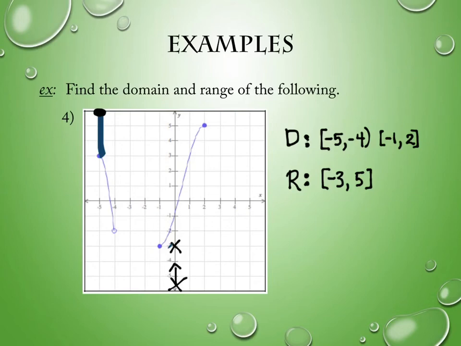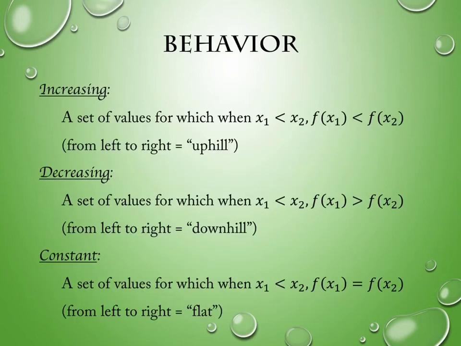All right. Shifting gears from domain and range. A slide with a bit of writing on it. We're going to talk about the behavior of a graph. A graph can behave in one of 3 ways on different portions or on all of the graph. It could be increasing, it could be decreasing, or it could be constant.